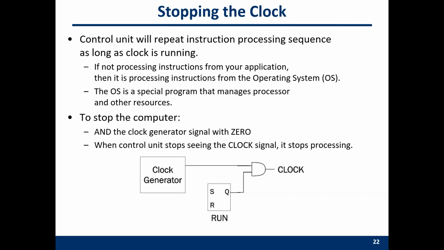So to stop the computer, you can actually set the clock generation signal to 0. How can you do that? You just AND this with a 0. Everything AND a 0 will be a 0. When the control unit stops seeing the clock signal, it can also stop.